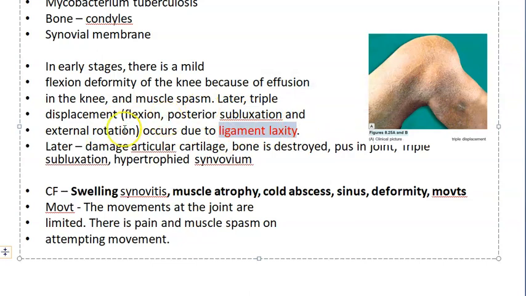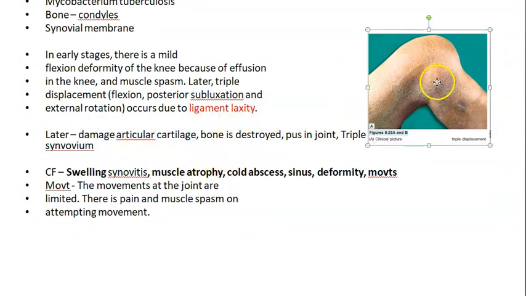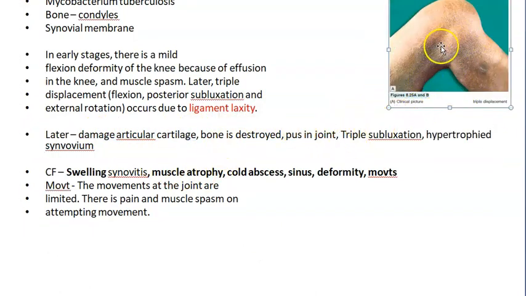All this happens because of ligament laxity. Later, if you leave it further, there will be damage to the articular cartilage, hypertrophied synovium, bone is destroyed, pus can be there in the joint. And that triple displacement, same thing we already told you.